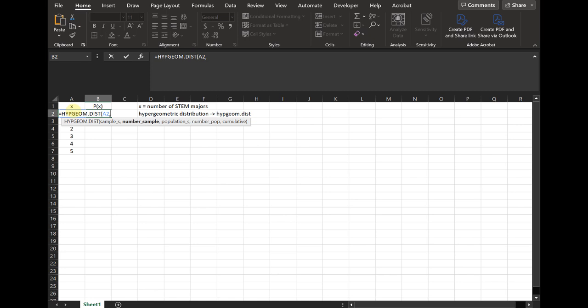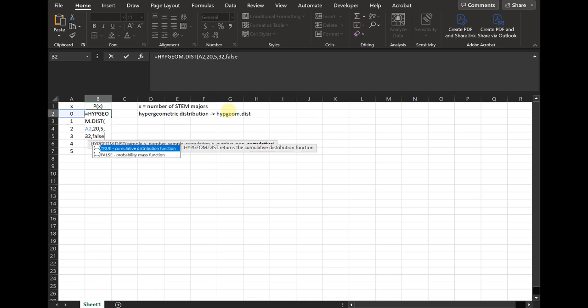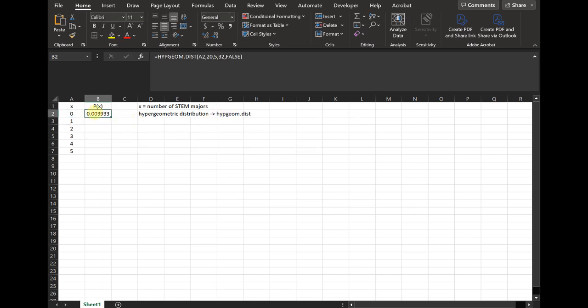Then this is how many are in the sample total. So we're breaking this out specifically for STEM majors, and we said that there were 20 STEM majors. Then it's saying population S, and this is asking for how many in total are we selecting from the population? That would be 5, and this would be how many total are in the population, and that would be 32, and this is going to be false. And if I type in all of that information, you can see here that calculated one of my probabilities.